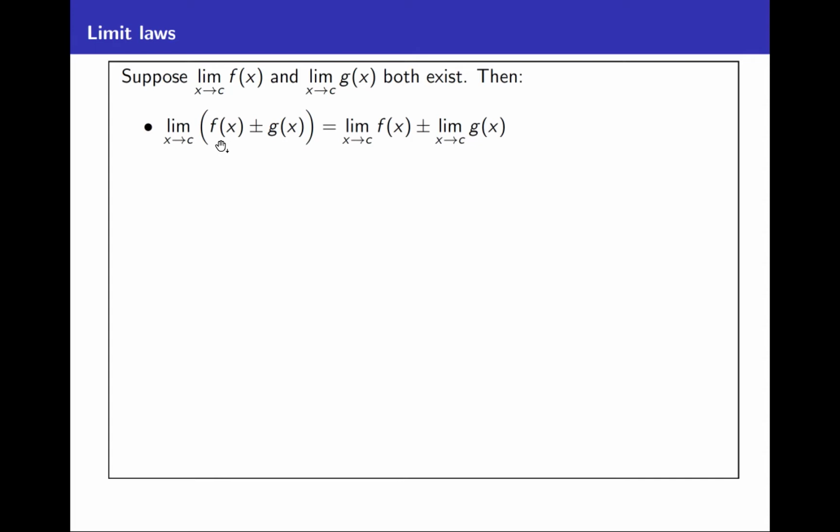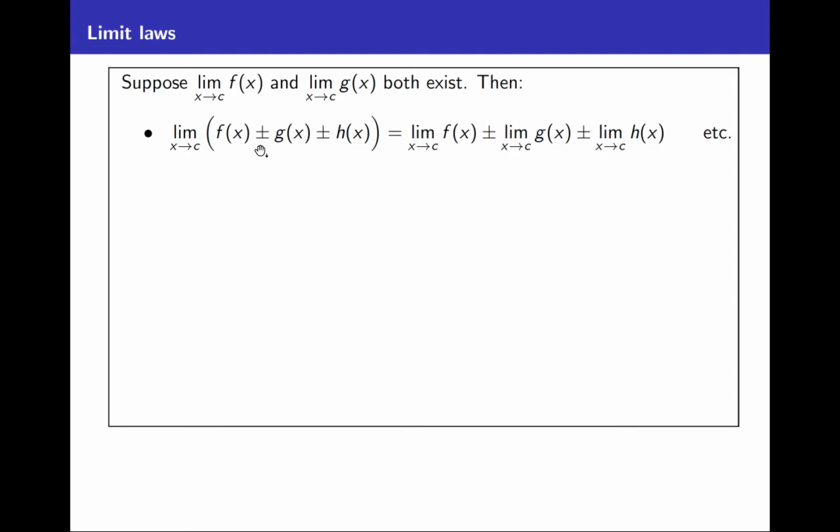And this has the effect of reducing what could be a more complicated limit involving a complicated sum of 2 functions as the sum of 2 simpler limits. And as we remarked last time, it's not just that you have this limit law for 2 functions, you could have it for 3 or more functions. The limit as x approaches c of f of x plus or minus g of x plus or minus h of x, for instance, equals the limit as x approaches c of f of x plus or minus the limit as x approaches c of g of x plus or minus the limit as x approaches c of h of x, and so on in the obvious fashion.